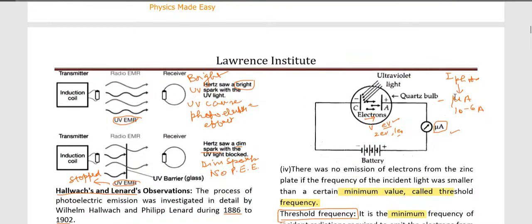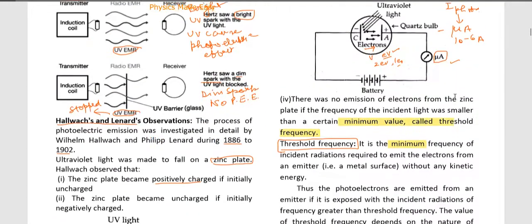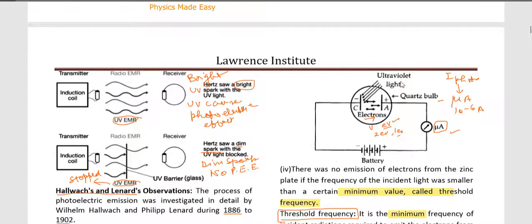Lenard used a very good apparatus. In fact, that is very near to the next apparatus that we shall be studying. Here, ultraviolet light is made to fall on a cathode, which is made up of a metal, and the anode is given positive charge. Electrons are accelerated, and this current is measured by an ammeter. Here we have a battery. What is important is to note down this fact that the current is in microamperes. So in photoelectric effect, current is in microamperes.